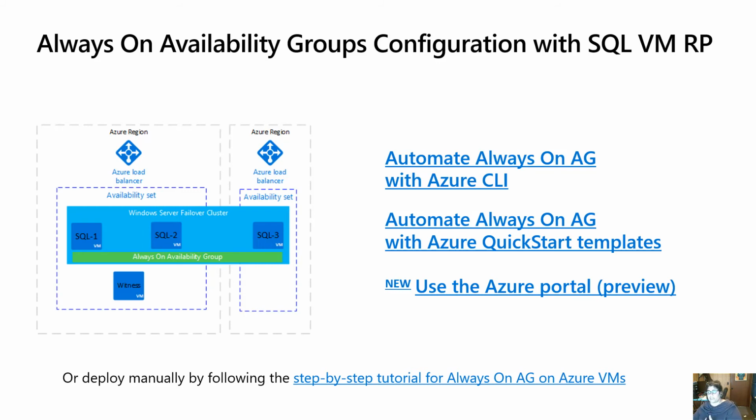So using things like Azure CLI or the Azure Quick Start templates allows you a quicker and easier setup of availability groups. We also have a new experience, which is currently in preview, where you can use the Azure portal to build an availability group. It walks you through some of that configuration that's unique to Azure when you're setting up availability groups.